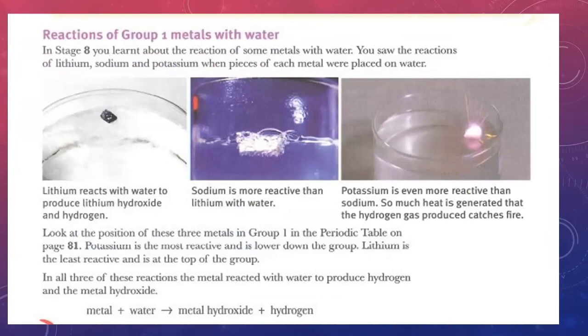In general, when these metals react with water, they give metal hydroxide and hydrogen gas evolved. Hydrogen gas evolved. So if the examiner asks you, what is the name of the gas produced from the reaction between metal and water, you will respond with hydrogen gas. Do you understand that?